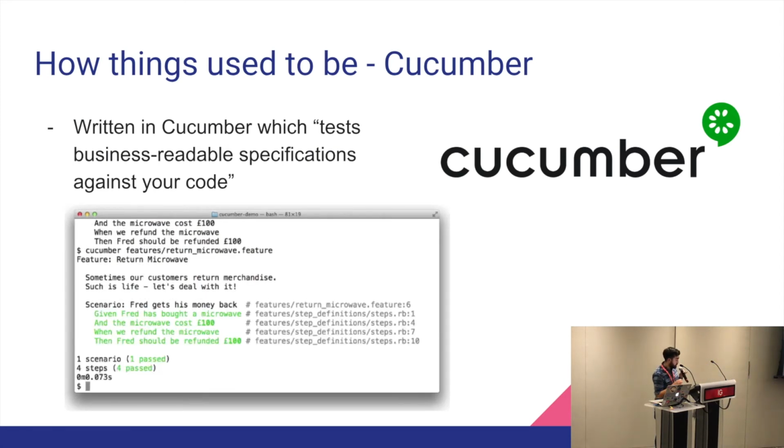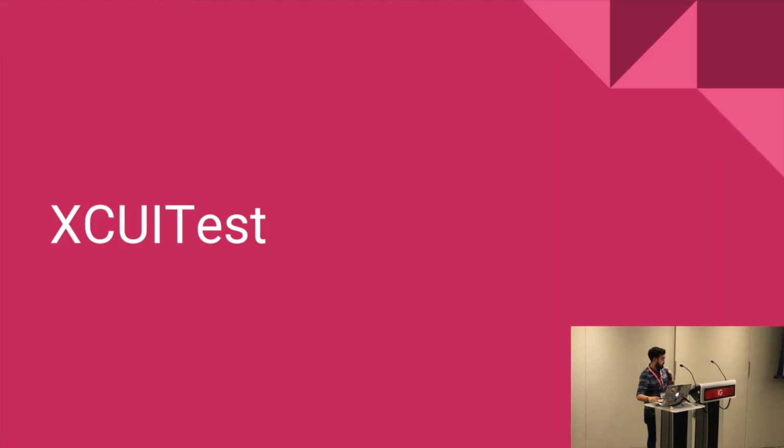So for example here, what that does is you break it up. So you've got the scenario. They want to return some merchandise. Fred gets his money back. Given Fred has bought a microwave and the microwave costs £100, then we refund the microwave. Then Fred should be refunded £100. And each one of them maps to a different step in some form of centralized system. It was the silver bullet that everyone realized didn't actually work.